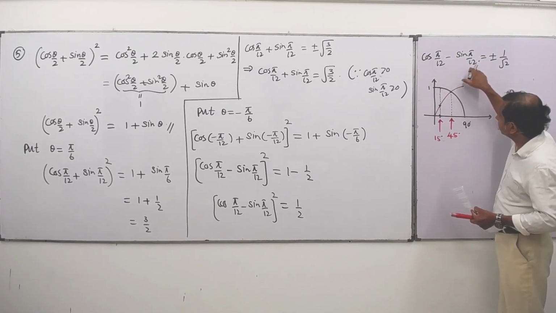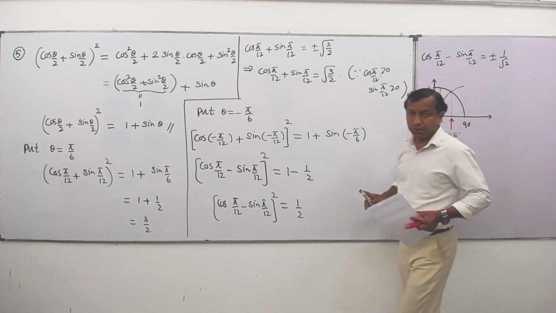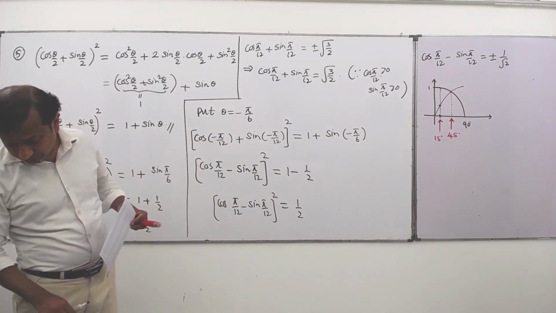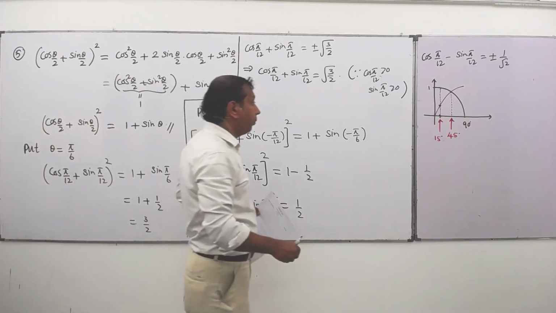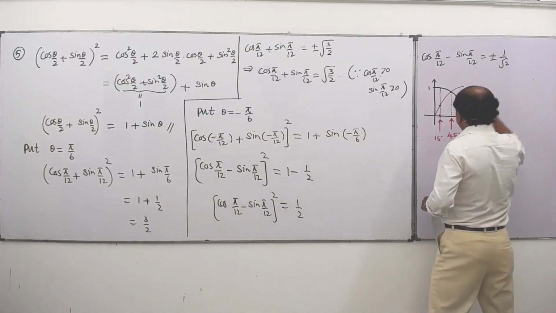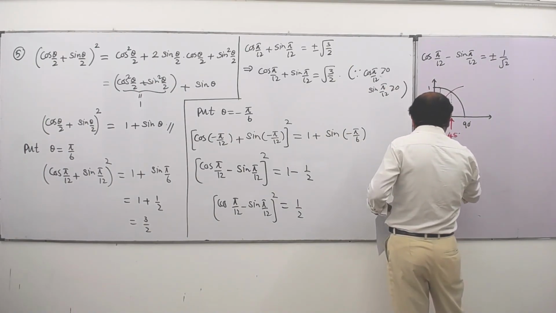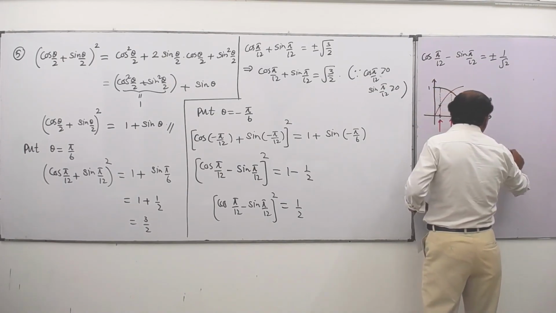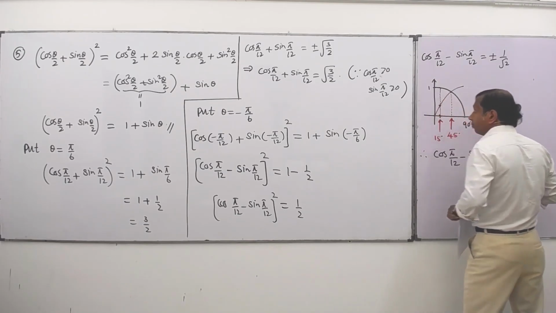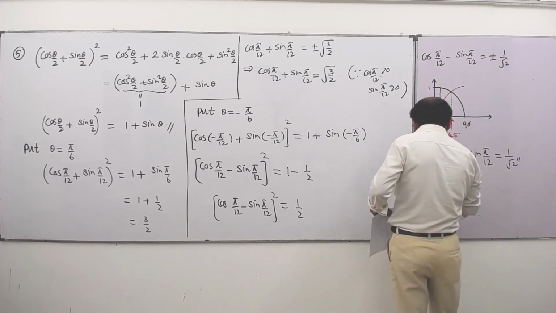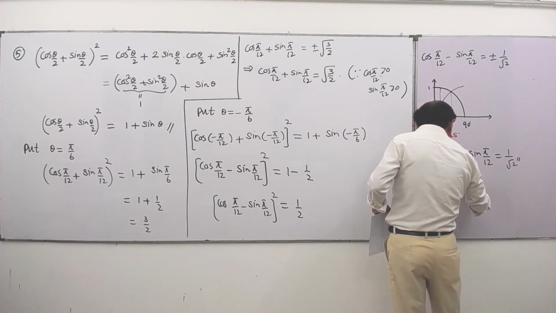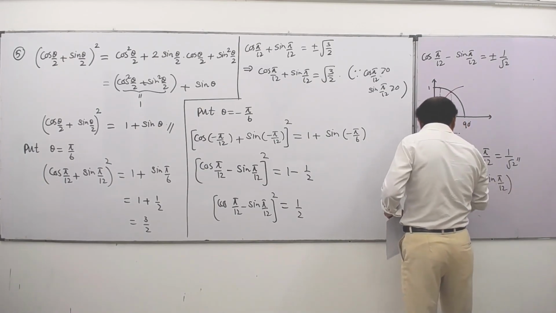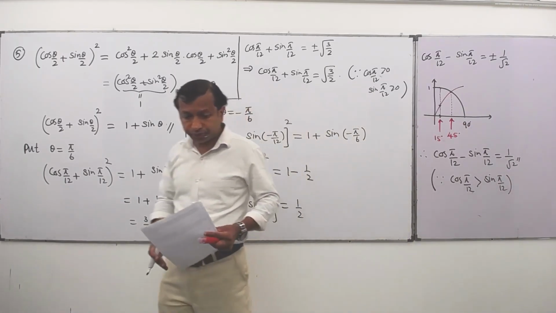Then this difference should again be positive. Understood? The difference should be positive. Am I correct? Therefore, we can select the plus sign here. Therefore, cos pi by 12 minus sine pi by 12 is equal to 1 over root 2, right? The reason we can write this is because cos pi by 12 is greater than sine pi by 12, therefore the difference should be positive. That's the reason.